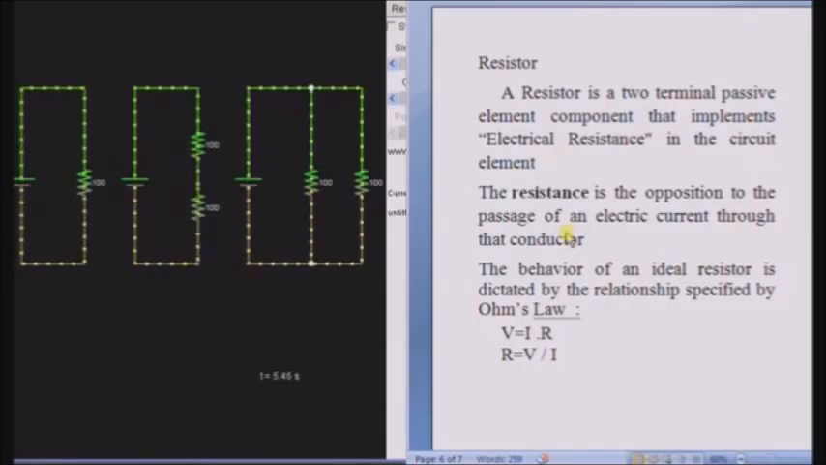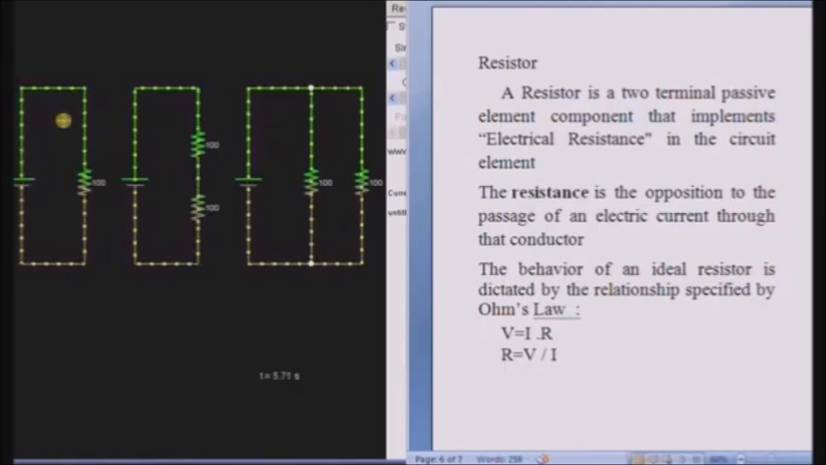The resistance behavior can be found from Ohm's law. We know that Ohm's law says that V equals IR, where R equals V by I. From this, we know that I is inversely proportional to the resistance. As the resistance increases, the flow of current in the circuit will be decreased.